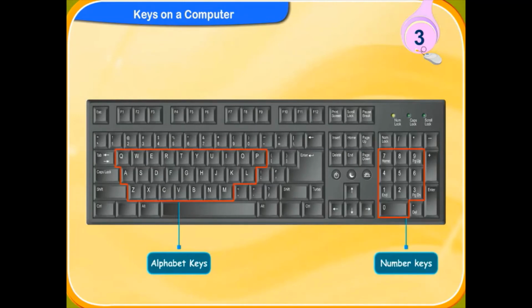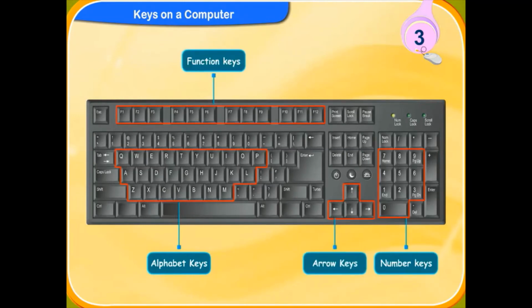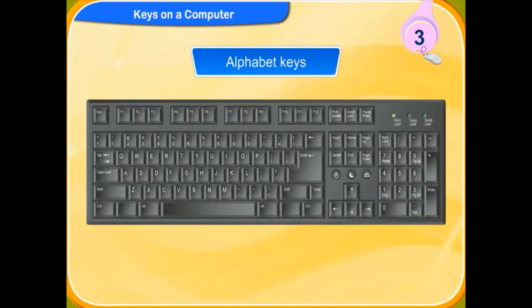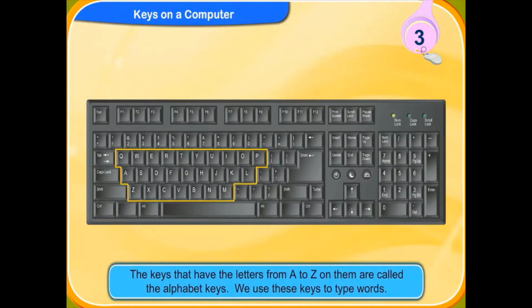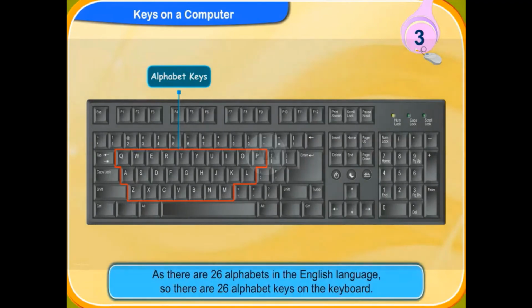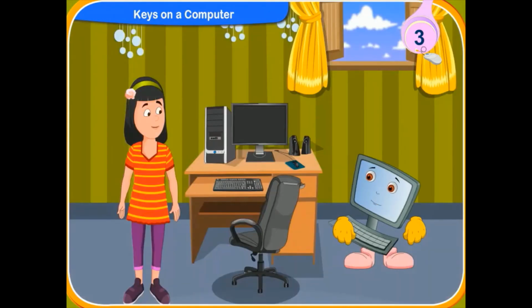A keyboard has different sets of keys on it. There are alphabet keys, number keys, function keys, cursor keys, and special keys. Alphabet keys. The keys that have the letters from A to Z on them are called the alphabet keys. We use these keys to type words, as there are 26 alphabets in the English language and 28 alphabets in the Arabic language.